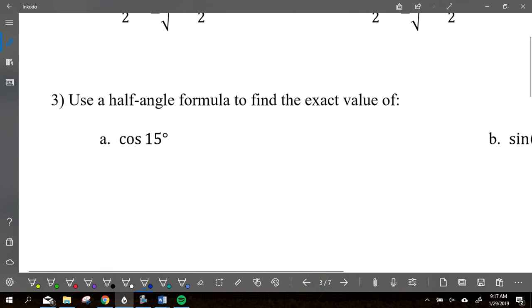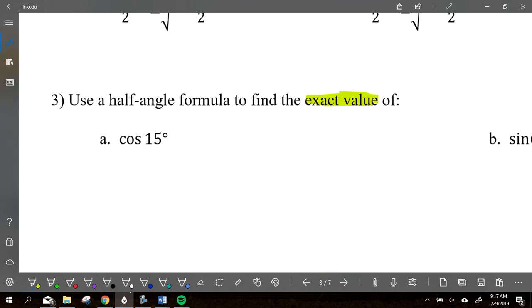Let's apply this. Cosine of 15 degrees. We are using a half angle formula to find the exact value. When we see exact value, normally that means we're probably using the unit circle, especially since I'm finding 15 degrees. We did cosine of 15 degrees the other day with sum and difference identities. We took 45 minus 30, and that got us that answer. We could also do half angle.